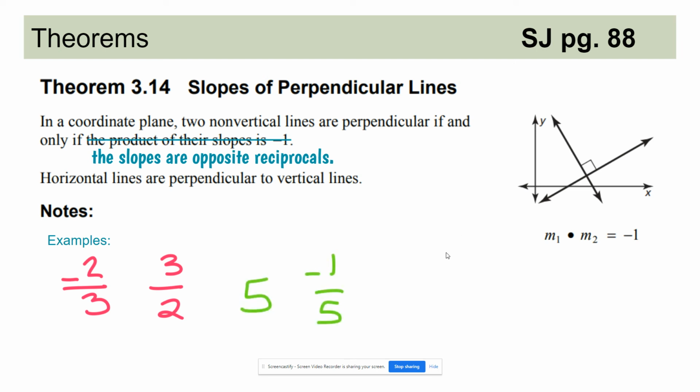Another example of slopes that are opposite reciprocals are +5, or you can think of this as 5/1, and -1/5, right? One is positive, one is negative. They're opposites, and they are reciprocals of each other. So we're going to be using these things today to determine whether lines are parallel or perpendicular. We'll be looking at their slopes.